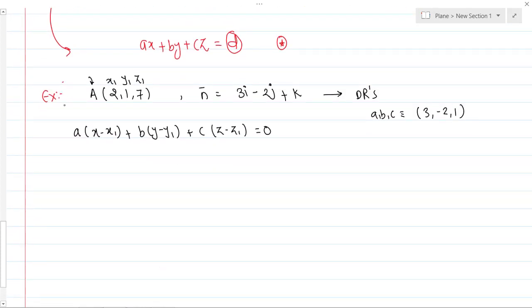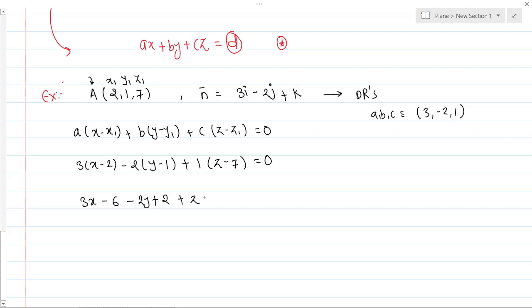So A is 3. So it is 3 into x minus 2 plus B, which is minus 2, into y minus 1 plus C, which is 1, into z minus z1, which is 7. It is equal to 0. Let's open this. So you will get 3x minus 6 minus 2y plus 2 plus z minus 7, equal to 0. Further simplify this.